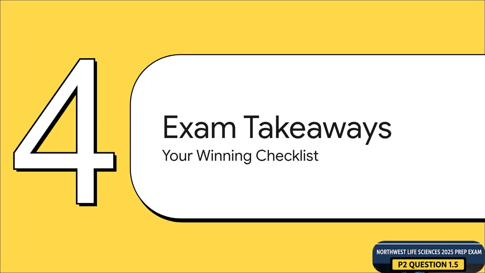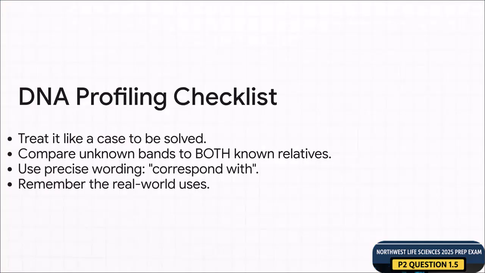All right, let's wrap this up with Section 4, your exam-winning takeaways. We're going to boil everything down into a super simple checklist. This is basically your secret weapon, your game plan for any time you see one of these questions on an exam. You'll be able to hit it with confidence. So number 1, approach it like a detective solving a case. It makes it way more interesting. Number 2, always, always, always compare the unknown sample to all the known relatives they give you. In our case, that was both the mom and the other son.